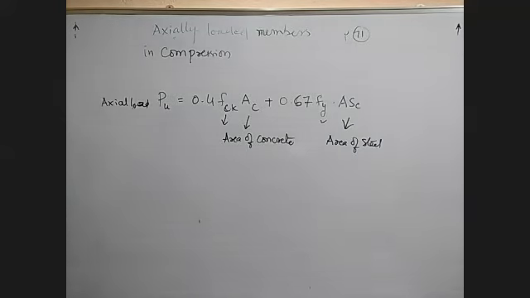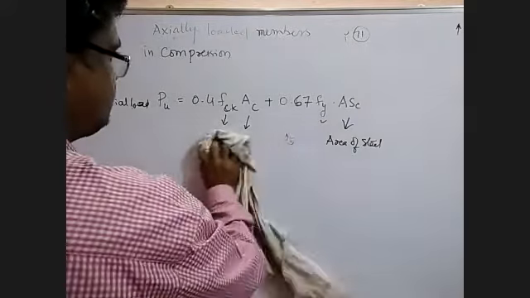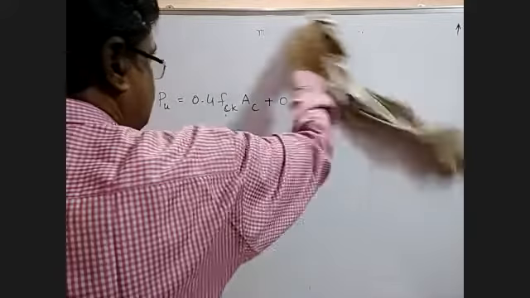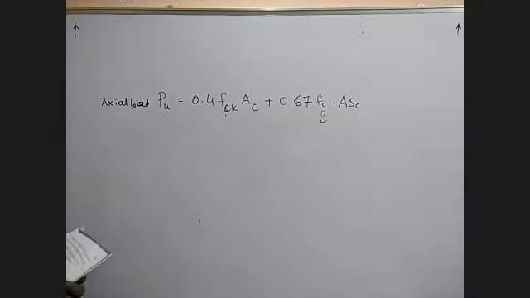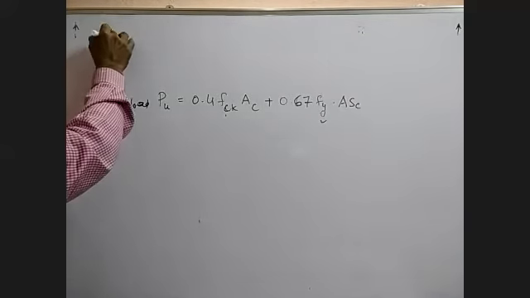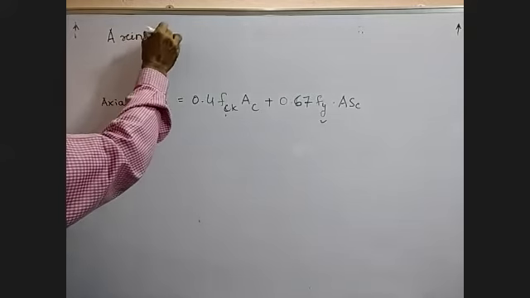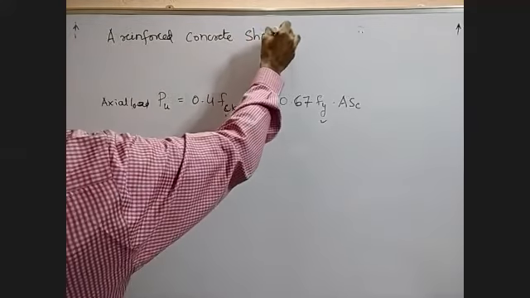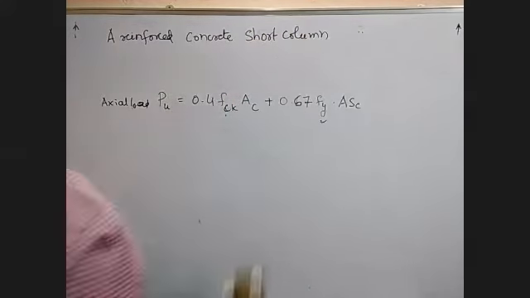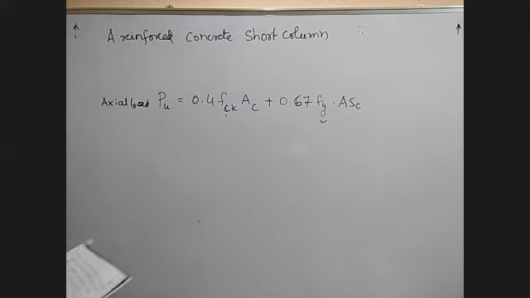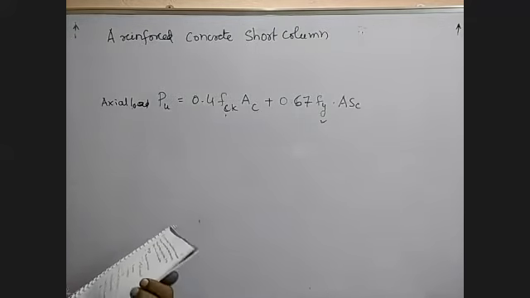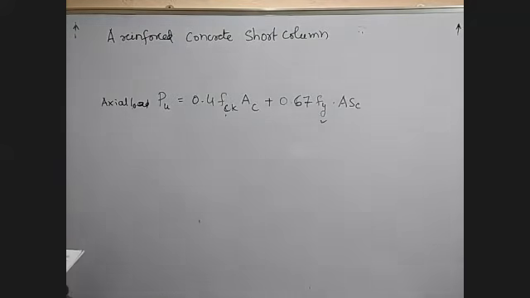Pu is equal to, okay, Ac means area of concrete, Asc means area of steel. A reinforced concrete short column. Your syllabus doesn't have long columns, so don't worry. How do they say it? If L/D is less than 12, we say it is a short column. If Ly/Lx is greater than 2, it is a one-way slab, and if less than 2, a two-way slab. Similarly here, short column and long column: less than 12, greater than 12.